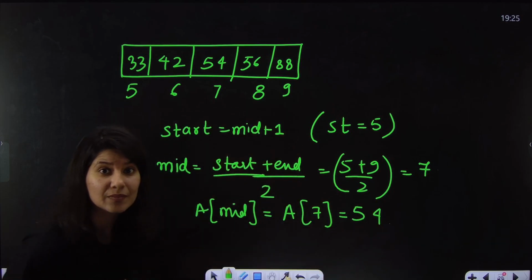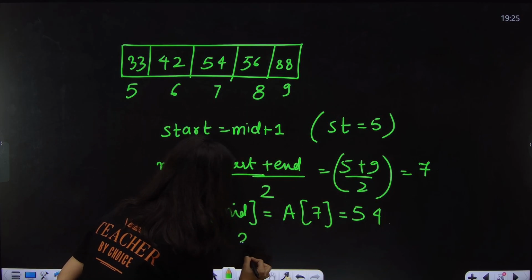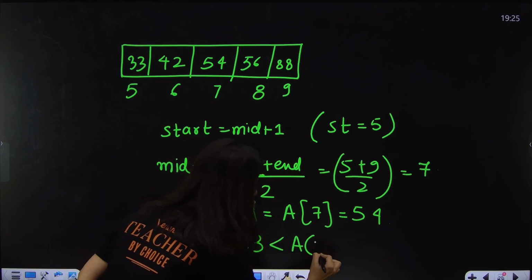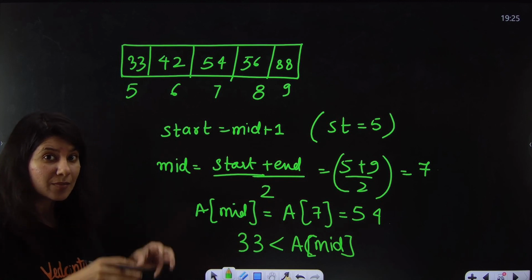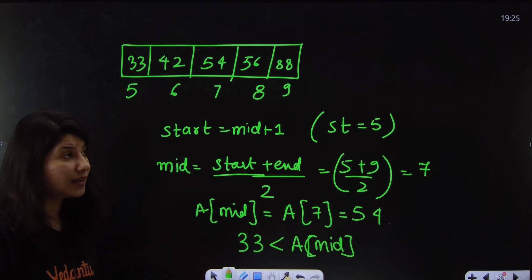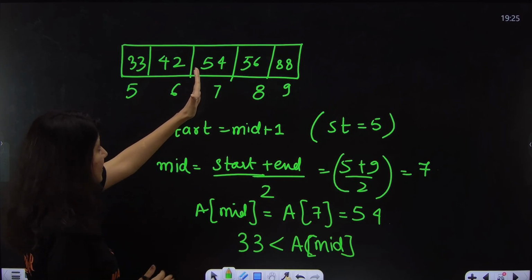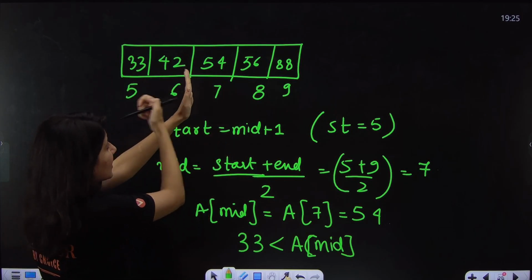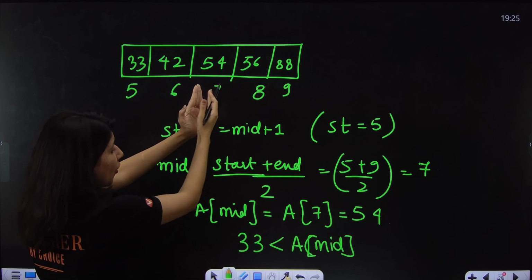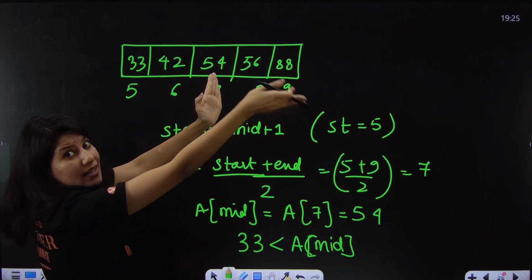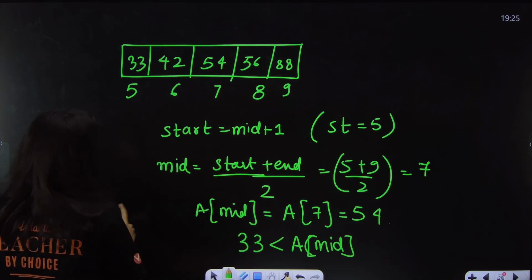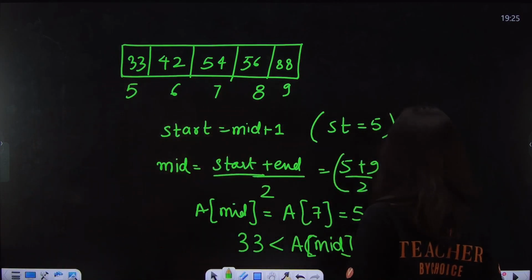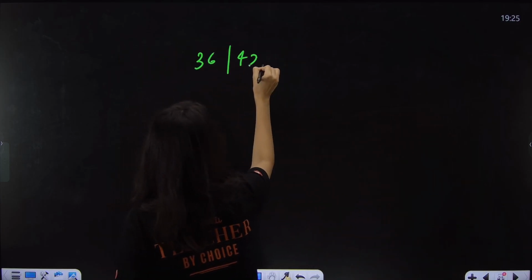But this time your 33 is less than A mid. That means the element you are searching, 33, is on the left hand side of this. So you have to skip this. Obviously, you can't go ahead, it's a sorted array. So this time only 5 and 6 will be applicable, 36 and 42. 36 and 42 will be your remaining array.